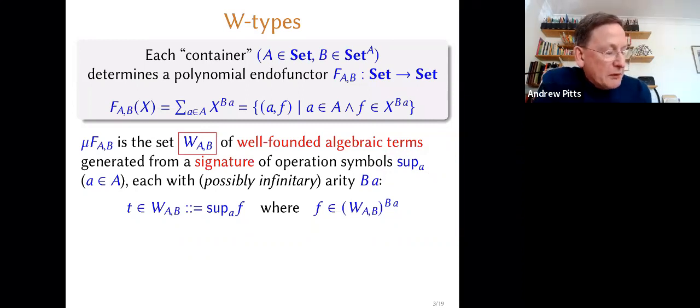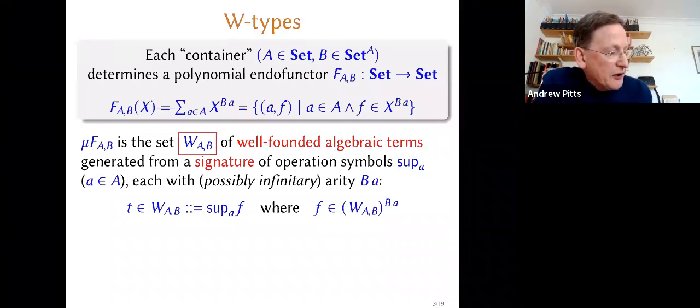So each operation symbol has an arity, and that's what the set B(a) gives us. So that's the number of arguments that that operation can accept. And if the sets B(a) were all finite, then we'd be talking about an ordinary finite tree signature. But in general, you might want to allow a whole set of arguments.